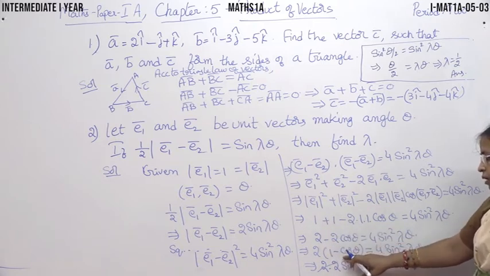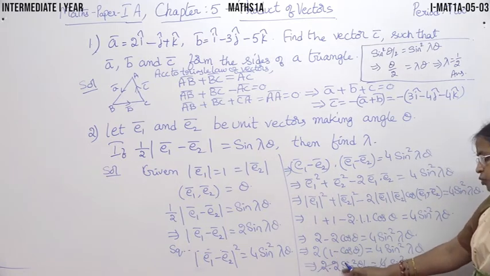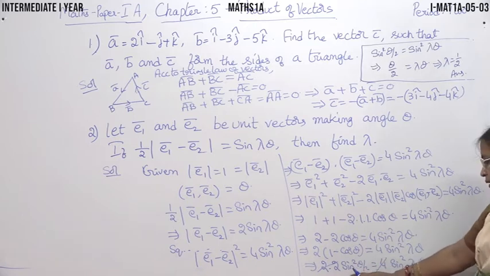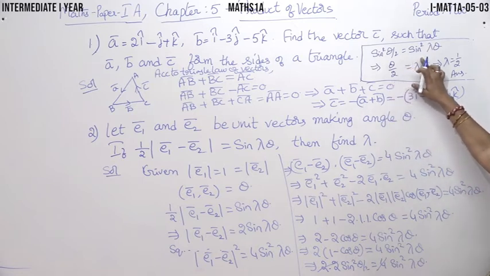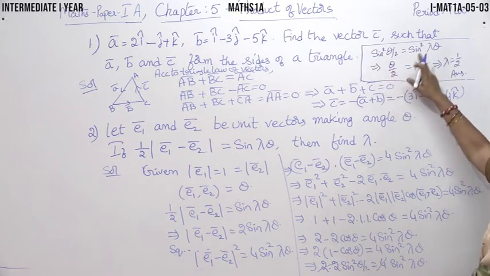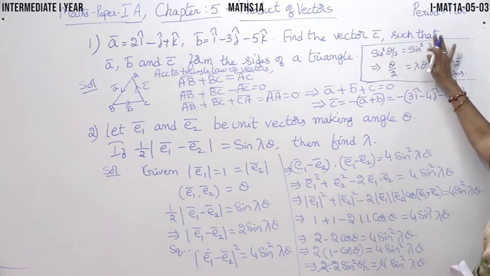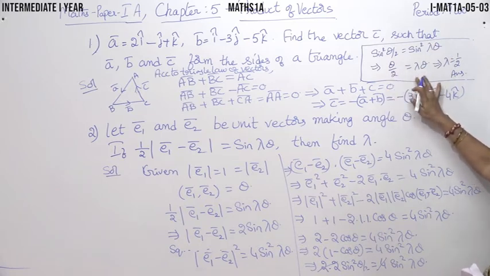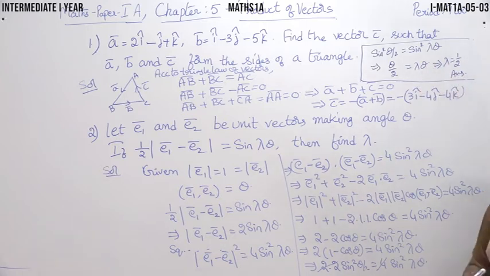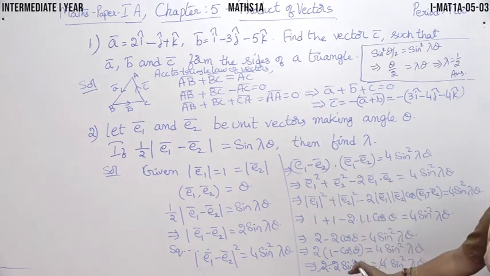So take 2 common. 1 minus cos theta you have in the trigonometry formula. 1 minus cos theta is 2 sin square theta by 2. Half angle formula. And then cancel this 4. So you have this equation: sin square theta by 2 is equal to sin square lambda theta. So equating angles, it is not that you are cancelling this. The angles should be equal. When sin square theta is equal to sin square alpha, theta has to be equal to alpha. You equate, then theta gets cancelled. So here half will remain. So lambda is equal to half. So like this we do. Here we have the addition law of vectors and here we use the formula of modulus.